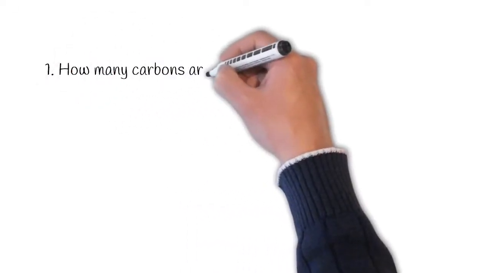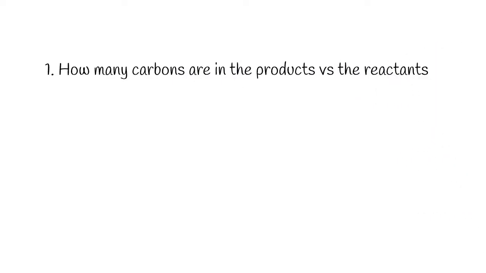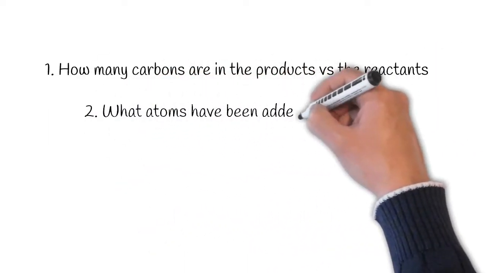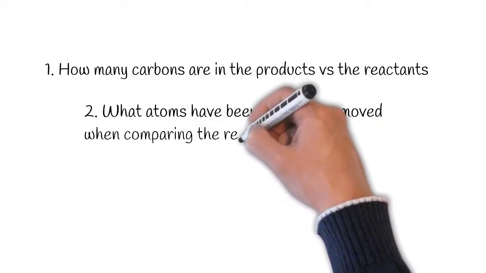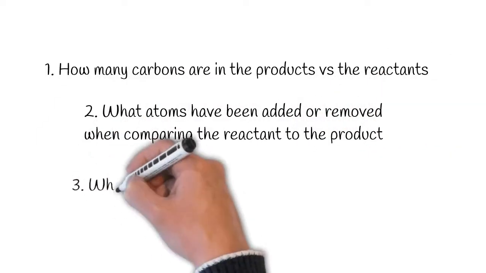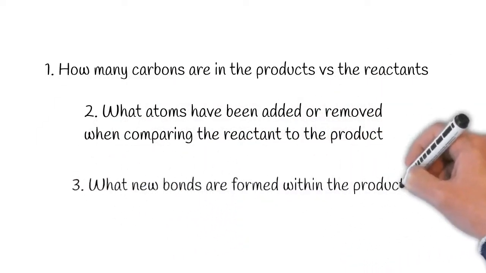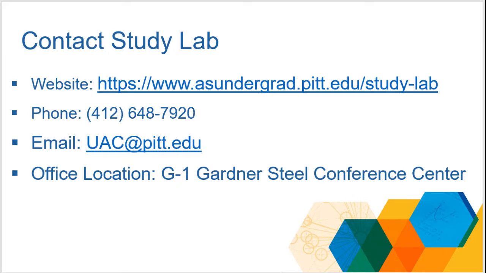I hope that this has helped you strategize how to get through synthesis problems. Remember, you need to figure out 3 things. 1. How many carbons are in the product versus the reactant? 2. What new atoms have been added to the product and what atoms have been removed from the reactant? 3. What new bonds are formed within the product? If you've done all these things and you have a good grasp on all the reagents that you're taught, you'll be able to tackle any synthesis problem put your way.